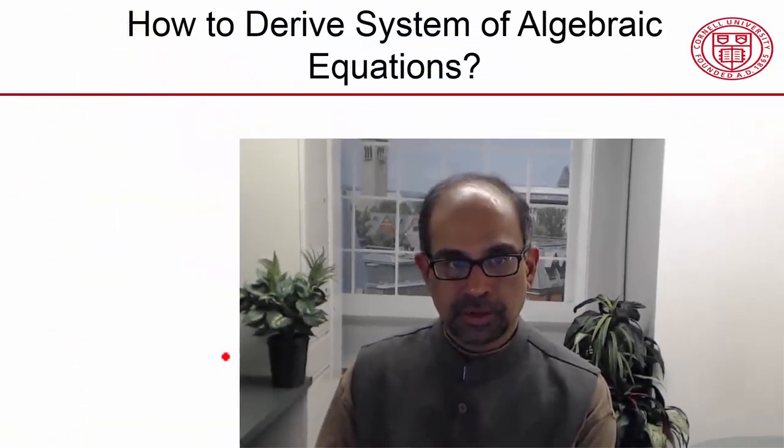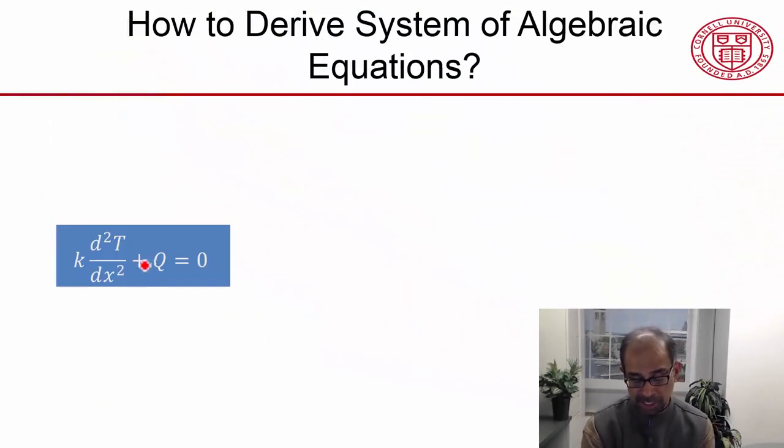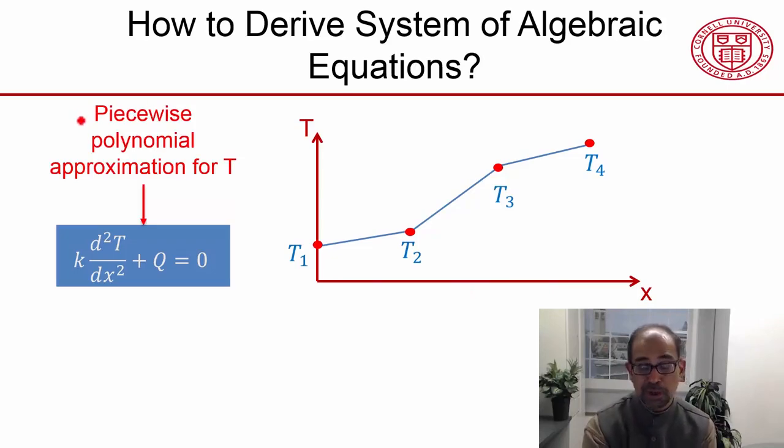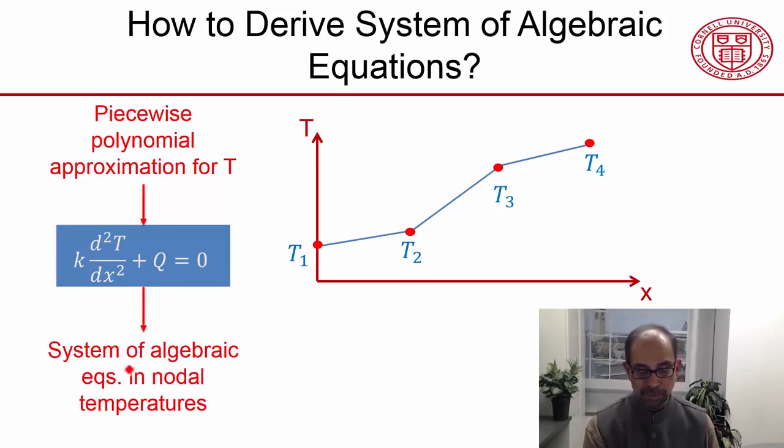Let's look at how to derive the system of algebraic equations starting from our boundary value problem. So we have our differential equation and we have boundary conditions, which I haven't shown here in the interest of brevity. And we have the shape for the temperature that we have assumed. So the first thing that occurs to me is that, okay, you know what? I can take that shape, that is my piecewise polynomial approximation for temperature, and I can plug it in here, and maybe I'll get my system of algebraic equations in the nodal temperatures.